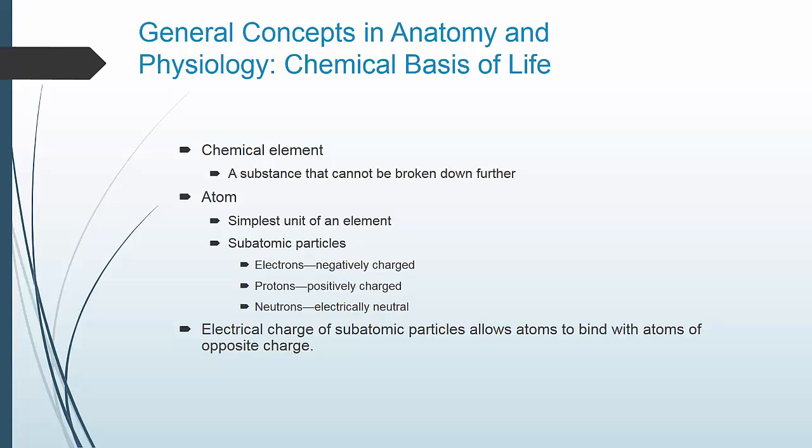Now, a chemical element is something that can't be broken down any further, and our atoms are our simplest unit of an element. Now, we do have subatomic particles. These are going to be electrons, which hold a negative charge, protons, which hold a positive, and then neutrons, which are neutral. This electrical current flows from an area of positive charge to an area of negative charge, and the attraction of these oppositely charged particles is what allows these substances to combine and change structure.